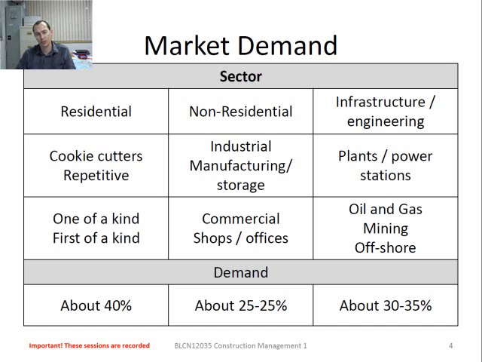The total demand in the industry for residential is about 40%, and then of course the non-residential stuff is split once again between industrial manufacturing and commercial. That's about 20-25%. If we look at infrastructure, that should actually be at 20 over there.